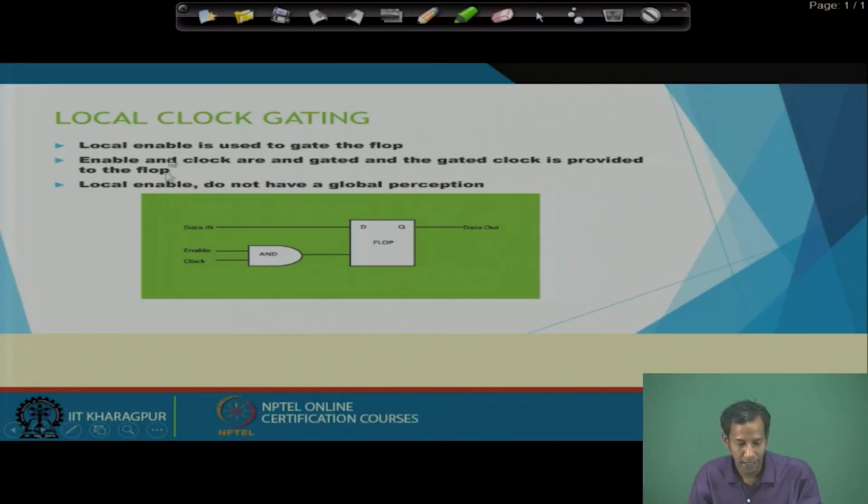At that time the enable signal will be local, it will not be the global enable signal which we use in our top module block or the main module block. So, clock gating is one of the techniques which is majorly used for dynamic power consumption reduction. Later on we will see the other techniques to reduce power consumption.